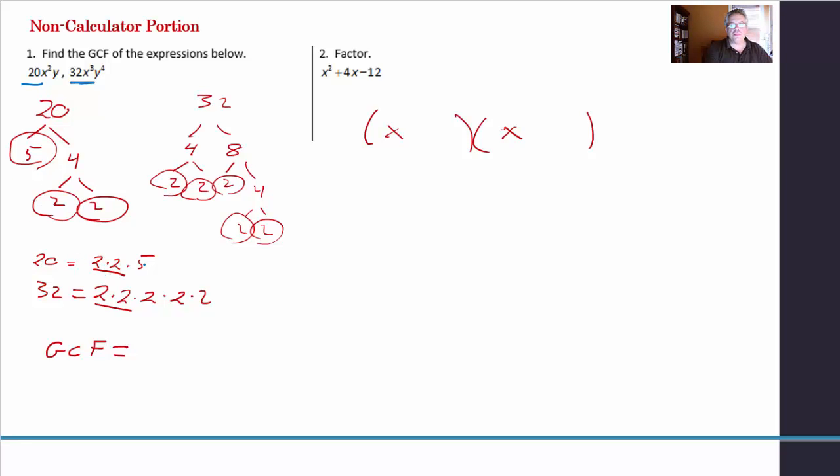20 is equal to 2 times 2 times 5. 32 is the product of 5 2's. So we see that they have a pair of 2's in common. So the GCF of 20 and 32 is 2 times 2, which is 4.